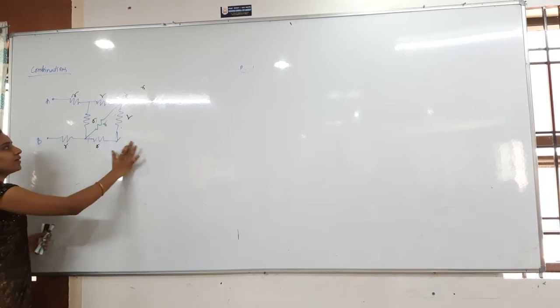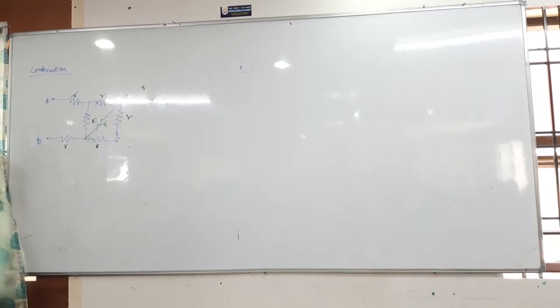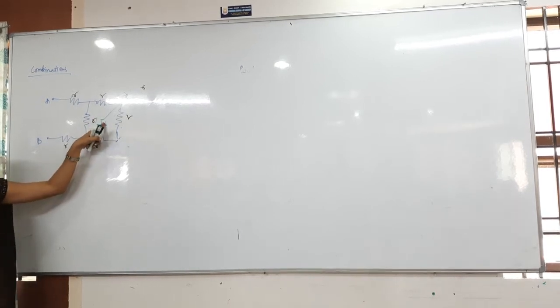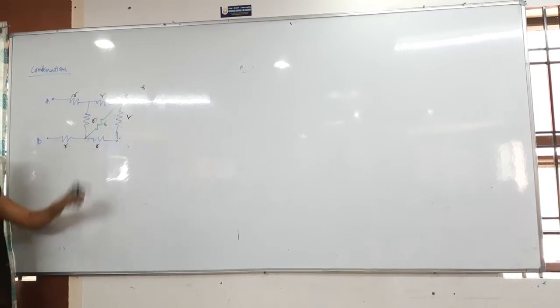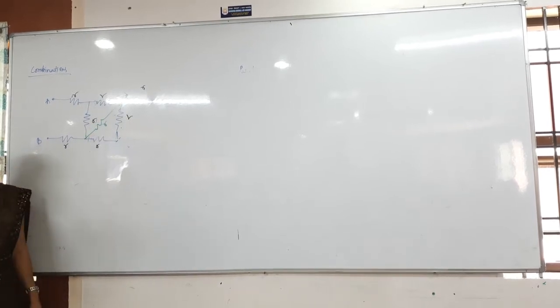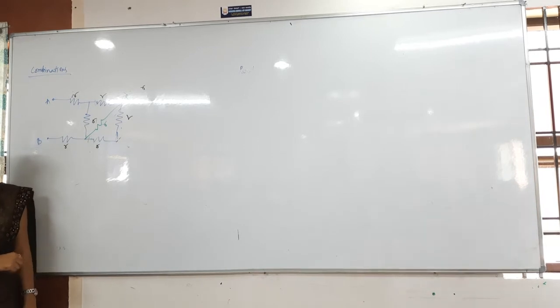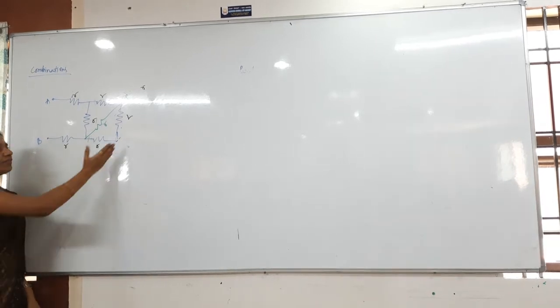Whenever I close from Y, is there any possibility to close from here? First of all, tell me. If we consider all are in parallel, at this point they are connected, but at this point they are not connected. Correct? So you cannot take them as parallel. So you have to close from here.